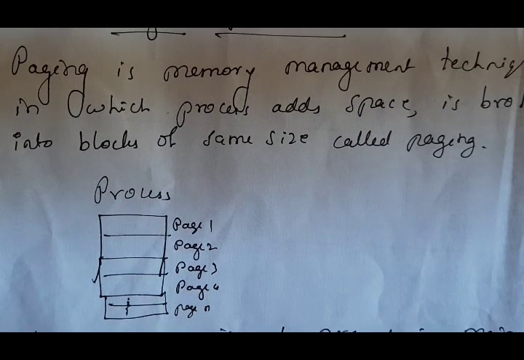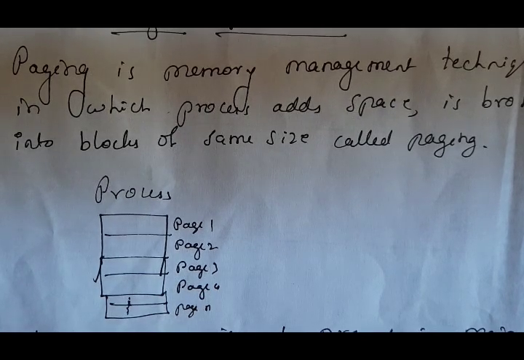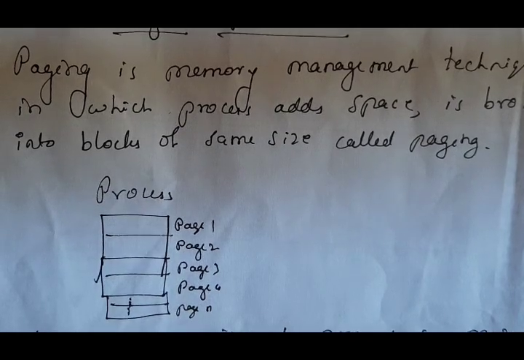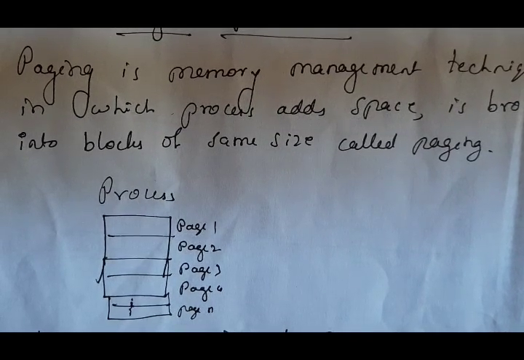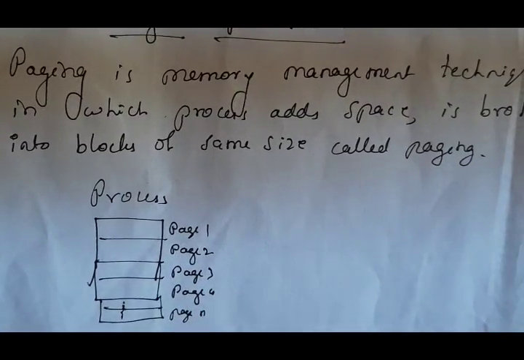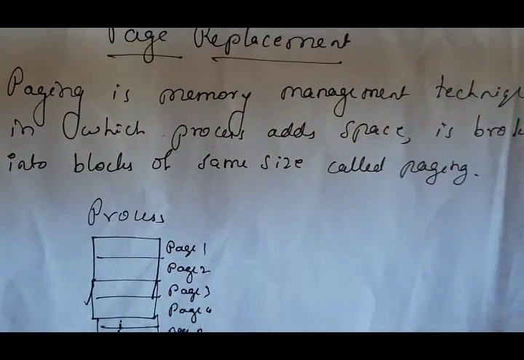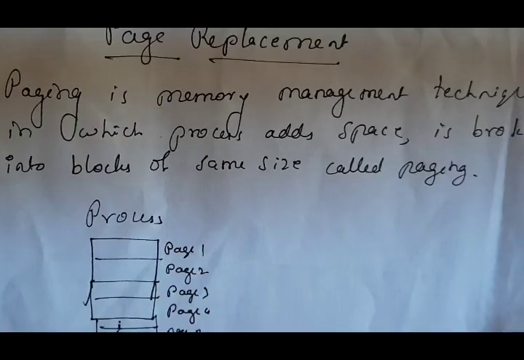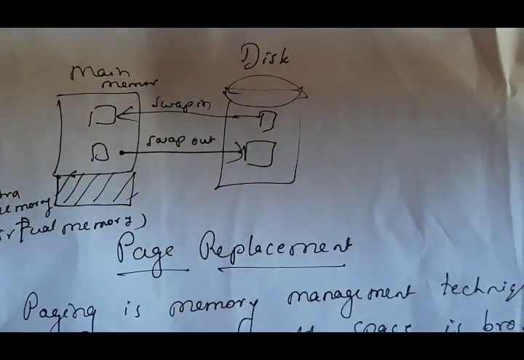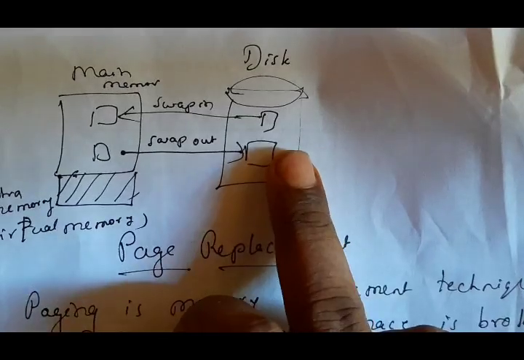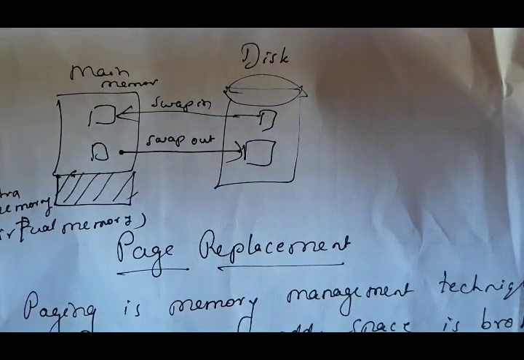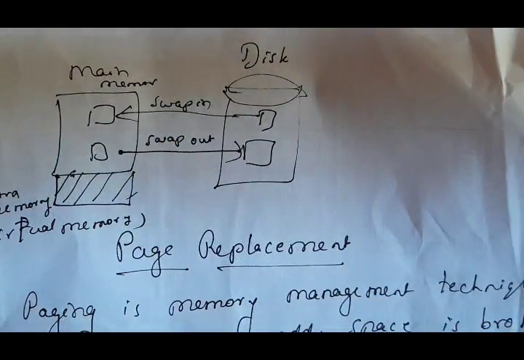The CPU can't execute all the pages at the same time. If the pages are more, it can't execute all of them, so you need to exchange between RAM and hard disk. This is the main memory, and this is the hard disk. The main memory capacity is very small, and the disk capacity is more.